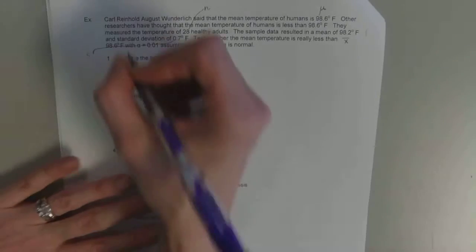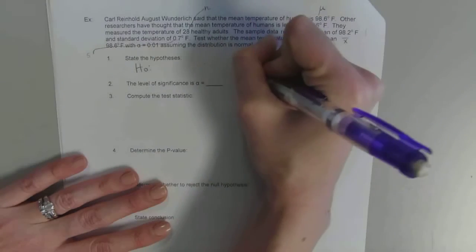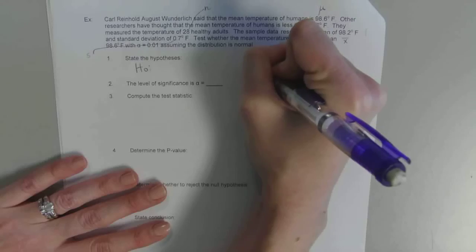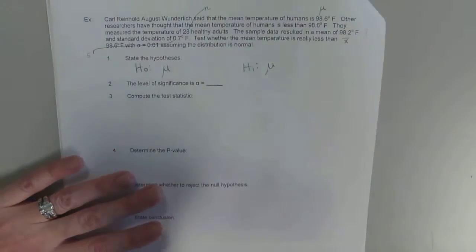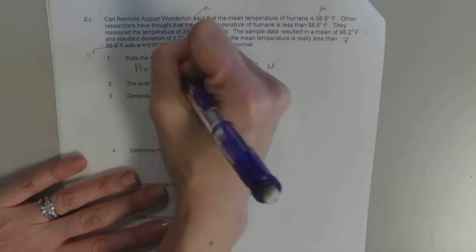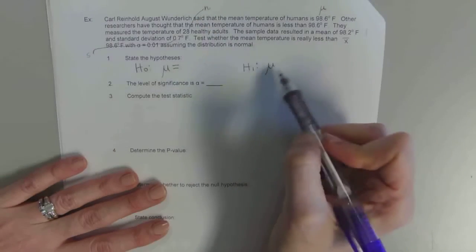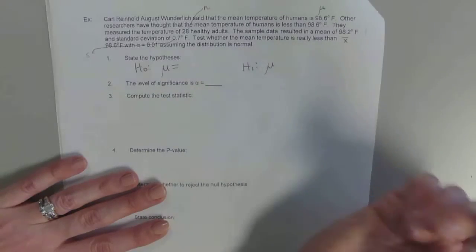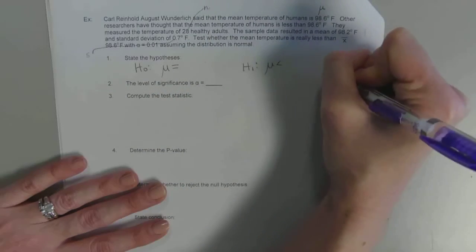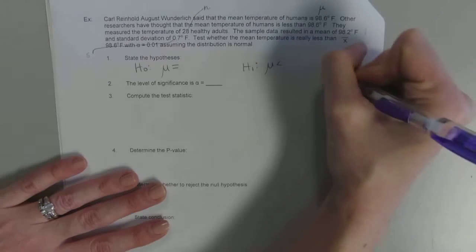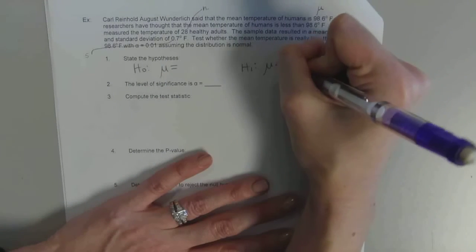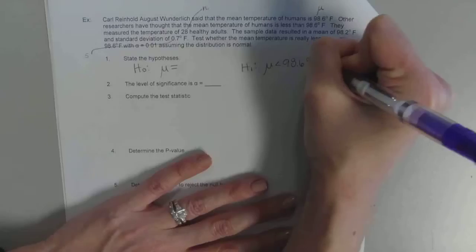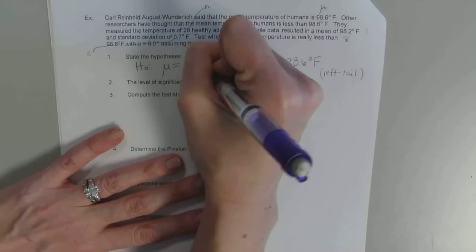So we're going to state our hypotheses, the null and the alternative. And since we're dealing with mean, what's our parameter we're going to use? Mu. The null always has a statement of equality. And then what we're trying to prove is that the mean temperature is really less than that. So then we have a less than, or a left-tailed test, right? Less than what? The supposed population mean that they said in the very beginning, right? 98.6. And remember, when it's means, we can put units there.